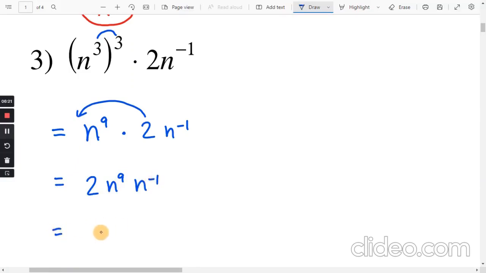Now we can see that we both have n's right here. We keep the 2, we keep the n, and the exponents get added. 9 plus negative 1 is just 8. Final answer.